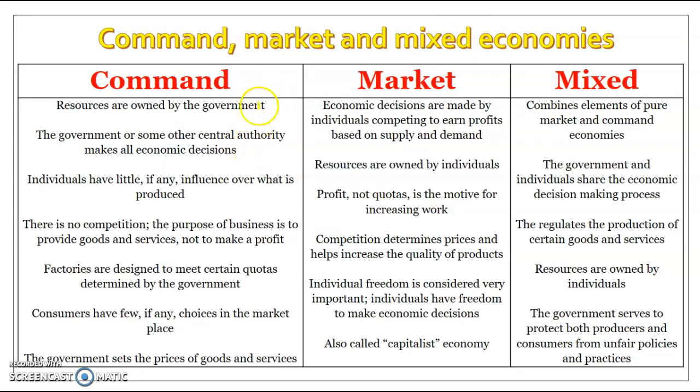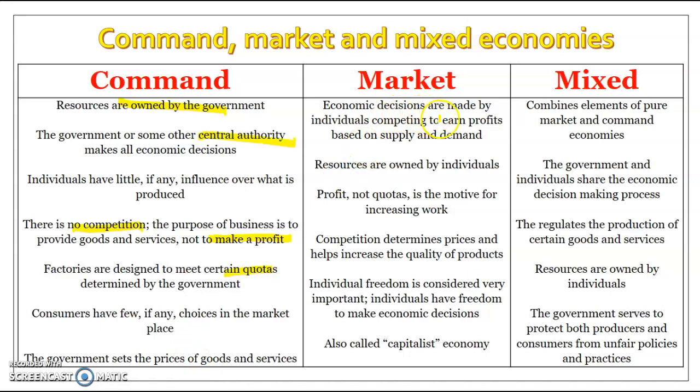So command economies, as I said, resources are owned by the government. A central authority, which is the government, determines what is produced. There's also little competition. So the government's producing things, so there's not a lot of competition for goods and services. There's not an incentive to make a profit. People are generally assigned to jobs and have to meet certain quotas. So there's a certain amount they have to produce. So the aim is not to make a profit, but to meet the quotas which the government dictates. Consumers have very few choices, and the government sets prices.